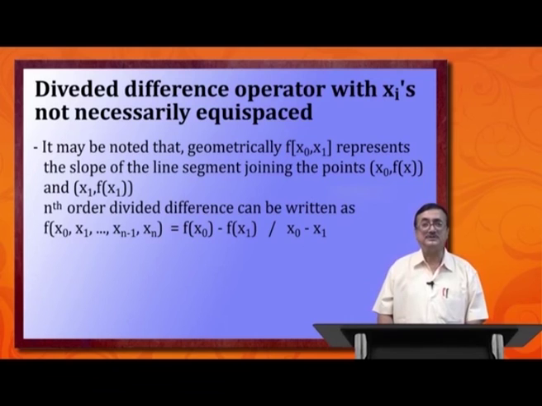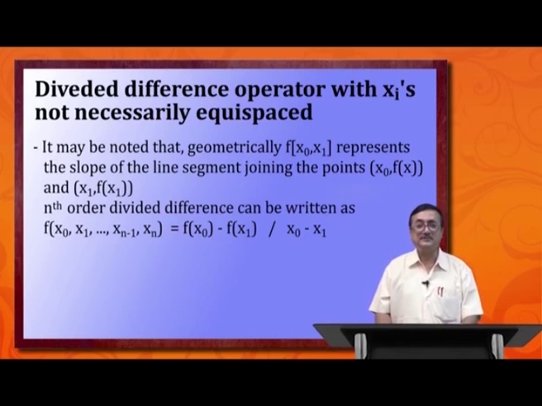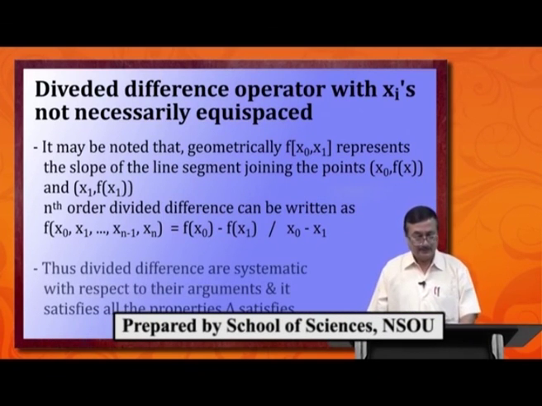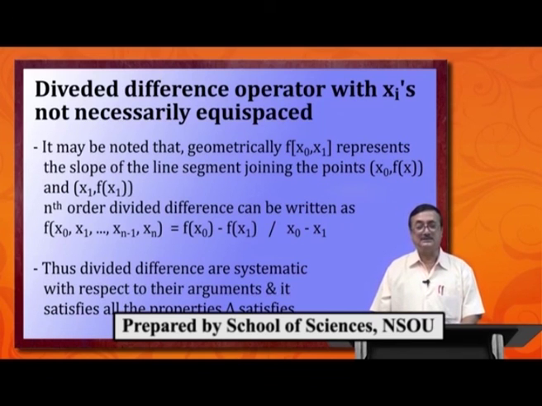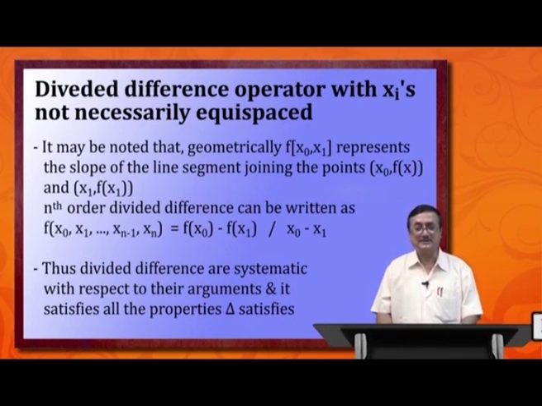The nth order difference can also be written in the summation notation. Let us move to this point, the summation notation which is written here, and noting that f[x0, x1] = f(x0)/(x0 - x1) + f(x1)/(x1 - x0). Thus, divided differences are symmetric with respect to their arguments, and they satisfy all the properties that delta, that is the finite forward difference, satisfies: the commutative law, the distributive law, the index law, etc. Divided difference also satisfies all types of properties that the forward difference delta operator satisfies.